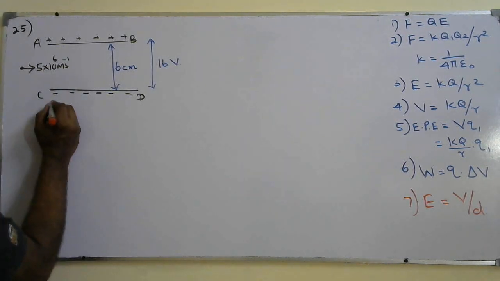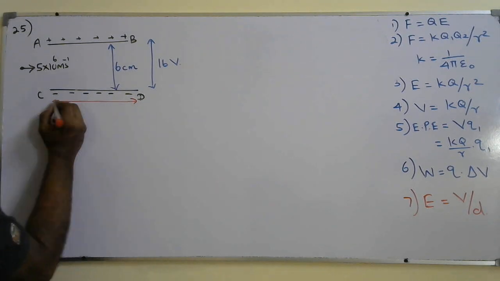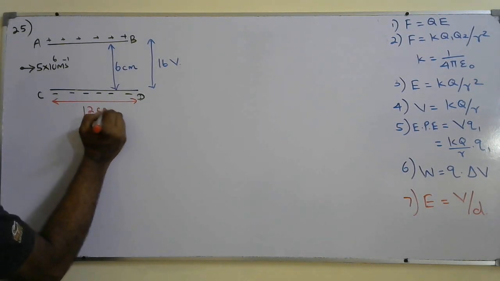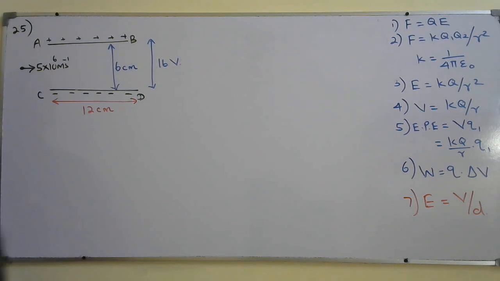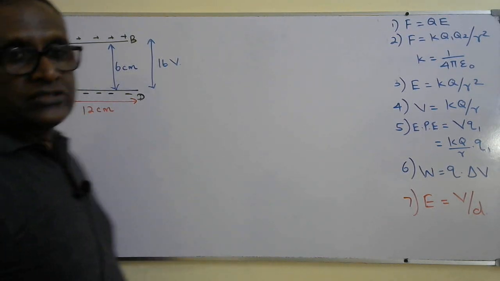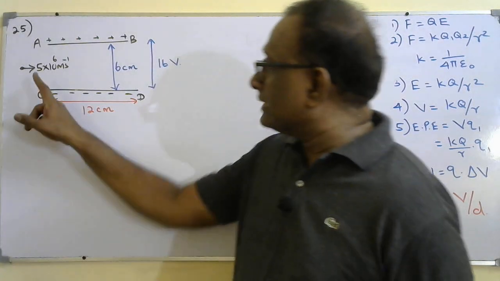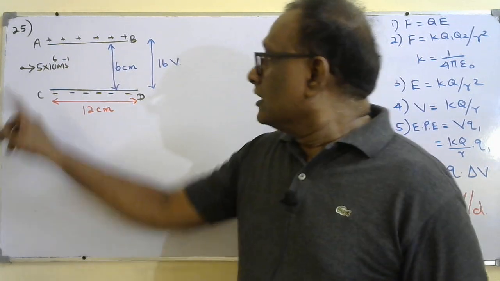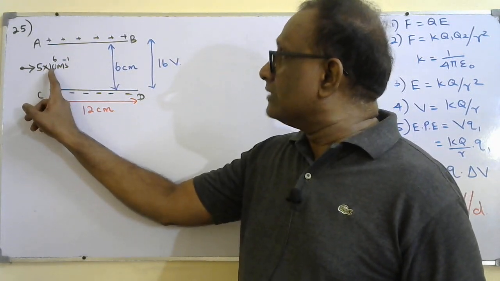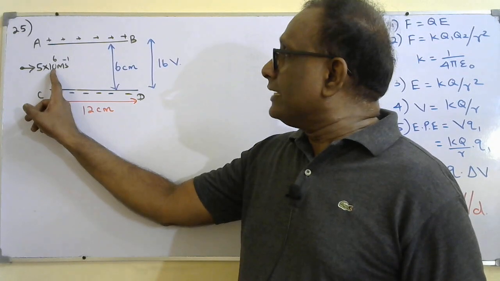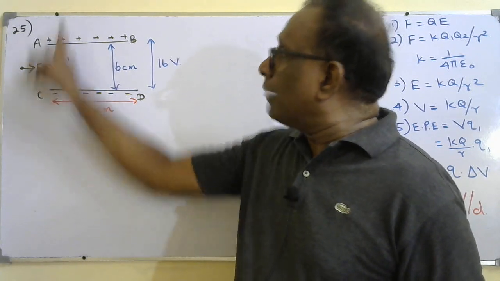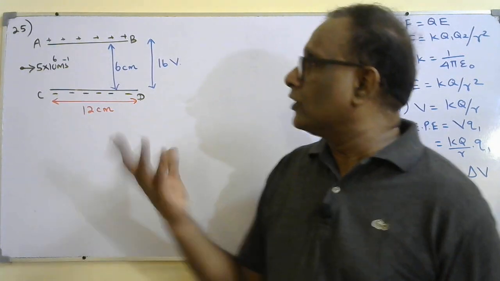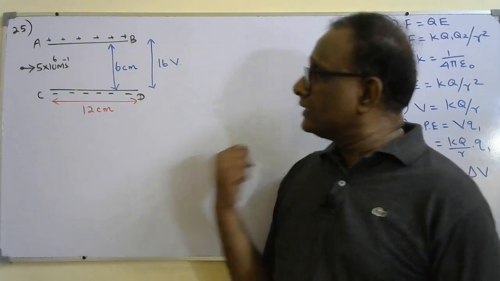So the length of the plates CD and AB is given as 12 centimeters. We know that when the electron enters the region between the parallel plates, we don't need to consider the weight of the electron, it is negligible. So when the electron enters the region between the parallel plates, it will experience an electrostatic force upwards towards the positive plate, because the electron is a negatively charged particle.